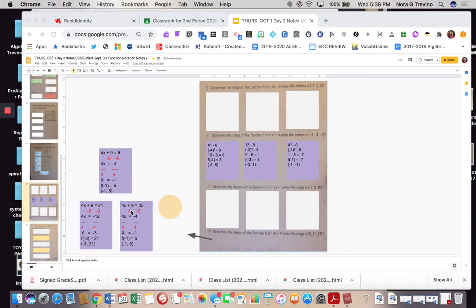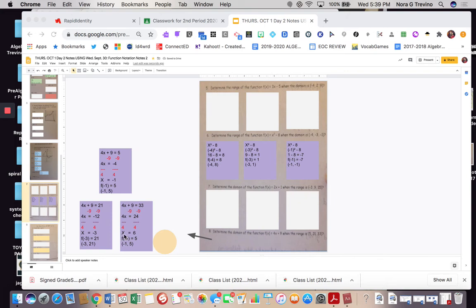And I'm still going to do minus 9, minus 9. So that's going to cancel, leaving me with 4x. But over here, 33 minus 9. Okay. What is that? That's 24. Negative 24. No, sorry, positive 24. 33 minus 9, positive 24. And then divide by 4, divide by 4. So x equals 24 divided by 4 is 6.